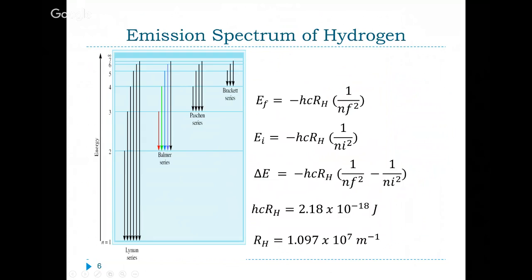This equation can also be rearranged to solve for a wavelength. 1 over the wavelength equals the Rydberg constant here, multiplied by this, as long as your final state is lower in energy than your initial state. So we can use this equation to basically calculate energy transitions for a hydrogen electron.